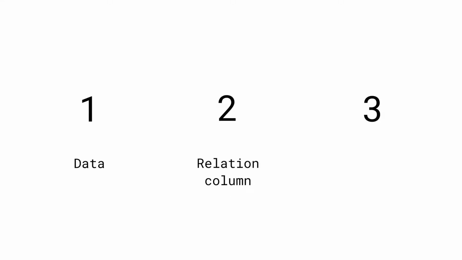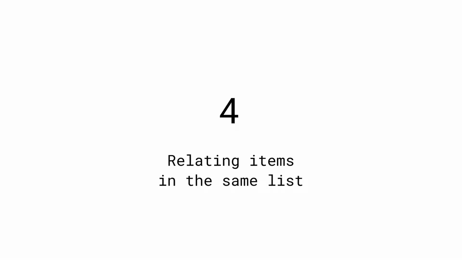Both of these are examples of match multiple relations, because we're matching one item with a list of other items. To create a match multiple relation, we need to set up our data, create a relation column which matches multiple items, and add and configure a list component. We're also going to look at relating items that are in the same list.